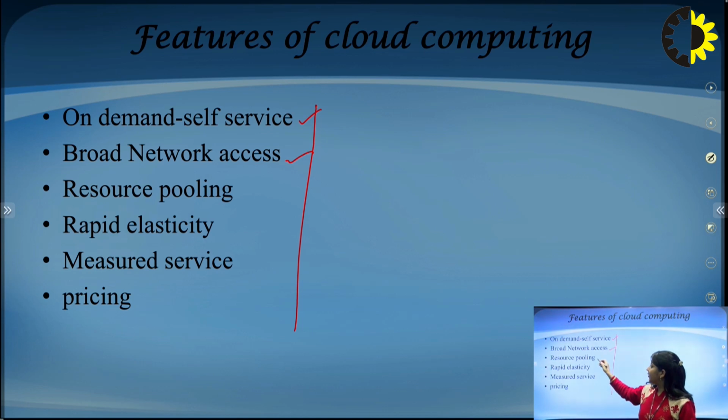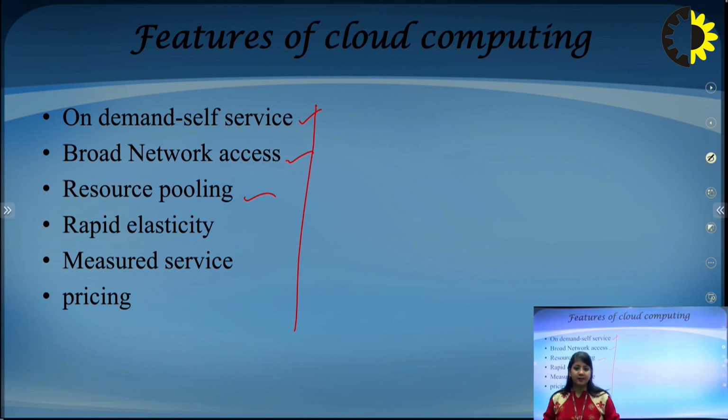Resource pooling. On the cloud we have to maintain a resource pool so that maximum services can be provided to the customer. This is possible when we have an ample amount of resources. Resource pool means we have multiple CPUs, multiple RAM, multiple hard disks, and multiple servers deployed on the cloud provider's infrastructure.